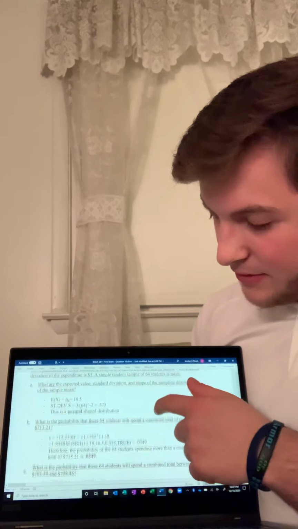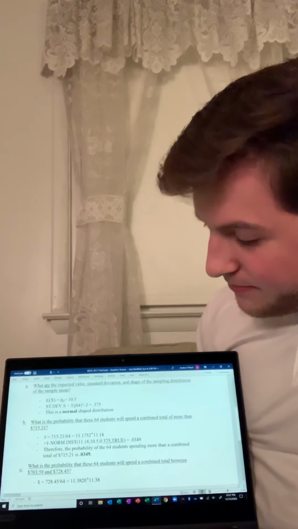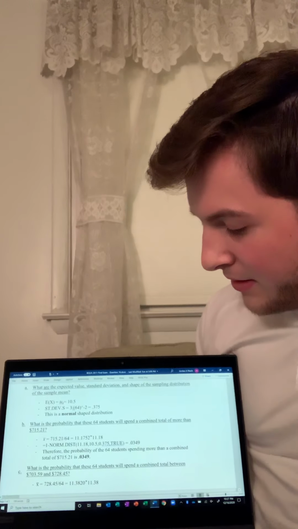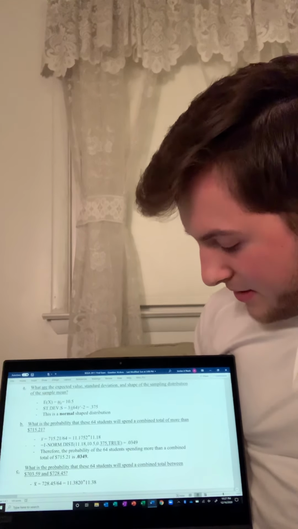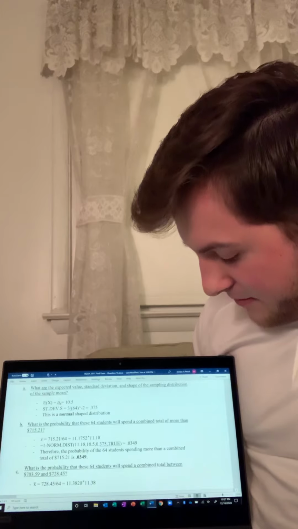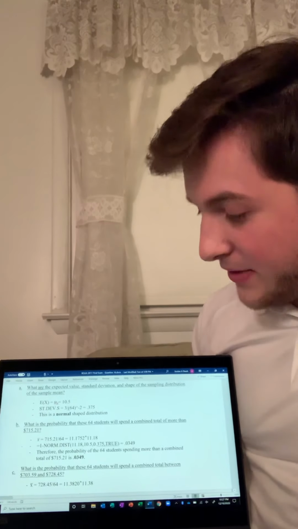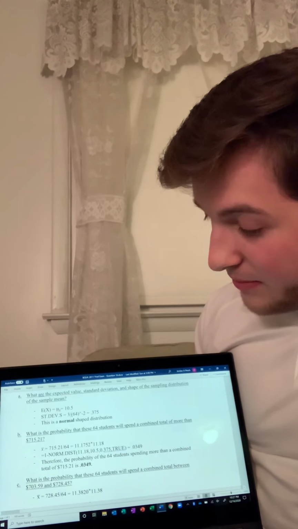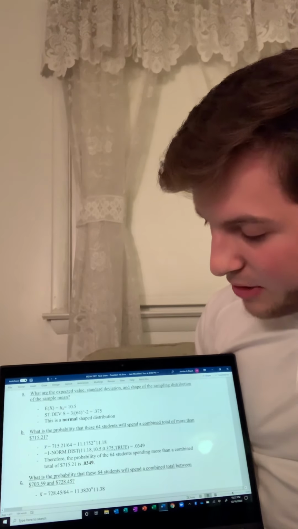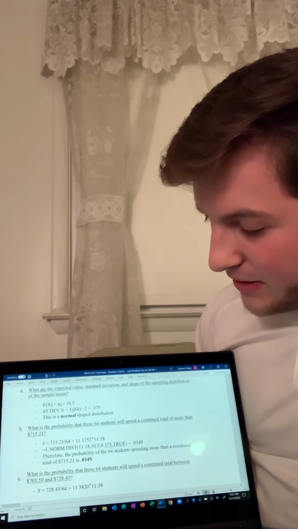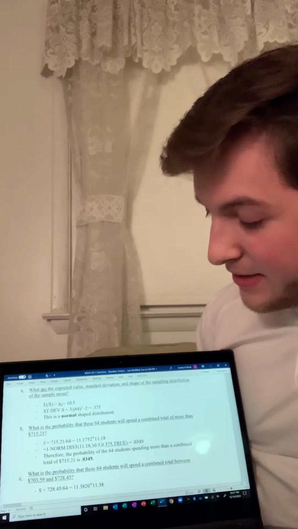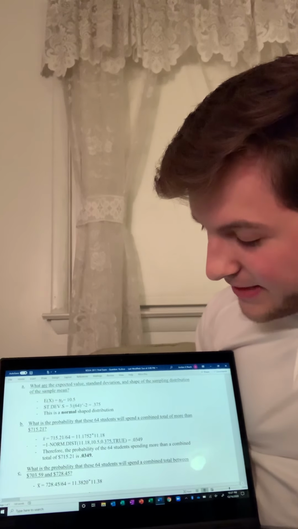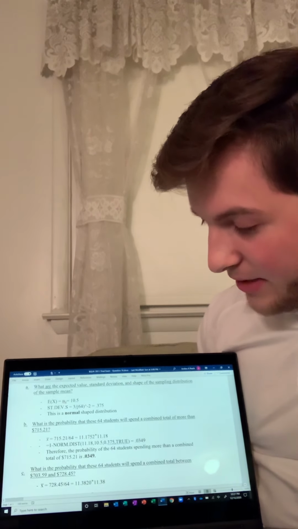So then, as for question 2, you can see right here, it's asking the probability that these students will spend a combined total of more than $715.21. So for the mean first, X bar, we have $715.21 divided by 64, which is the sample size, and therefore you get 11.1752, which is approximately 11.18.